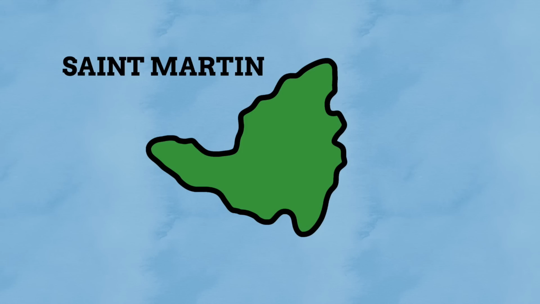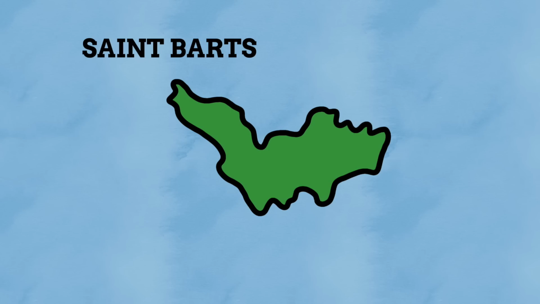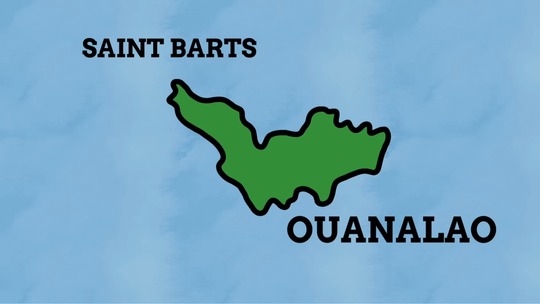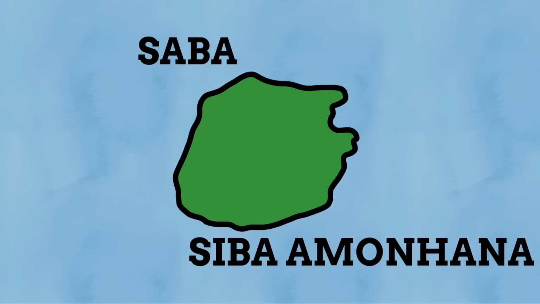There's also the island of St. Martin that is part Dutch and part French. Funnily enough, this island also has two Arawak names, Soulaga and Oualiki, which mean land of salt and land of beautiful women respectively. The French island of St. Barth has the Arawak name of Ouanleo, which means toad on top, oddly enough. And the Dutch island of Saba has the name Saba Amonhana, meaning the rock.